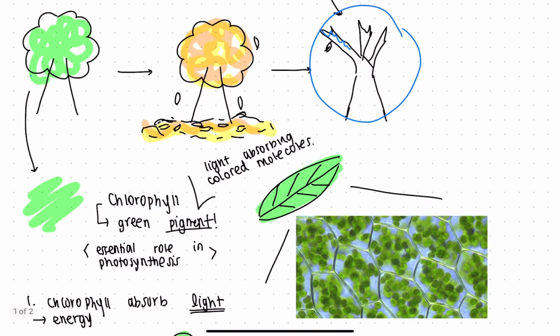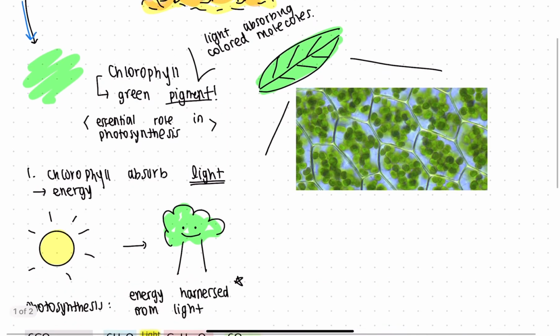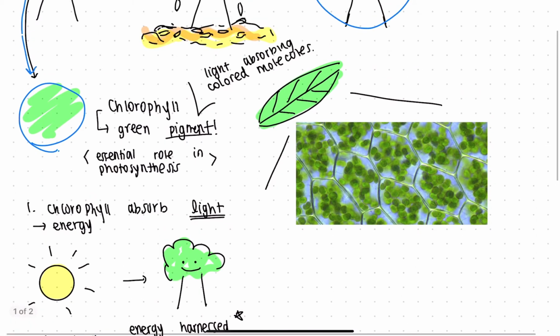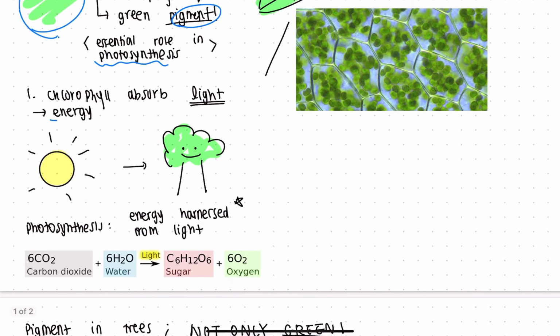So when you look into a tree, there's something called chlorophyll. Chlorophyll is the green pigment which makes leaves green, and a pigment is defined as light-absorbing colored molecules. These light-absorbing colored molecules play a central role in photosynthesis because the light is absorbed by the leaves and then converted into energy, which is then used for photosynthesis to convert carbon dioxide and water to sugar and oxygen.